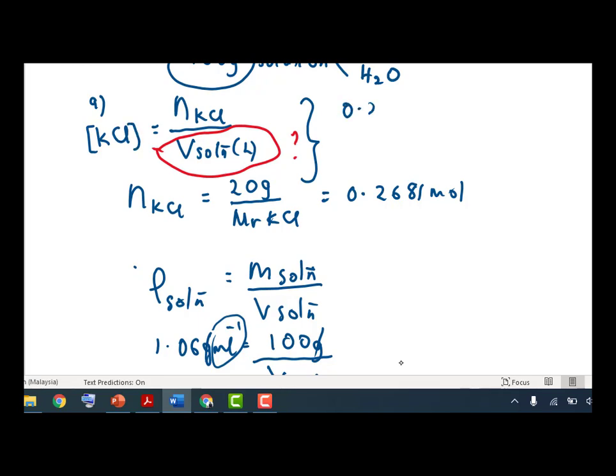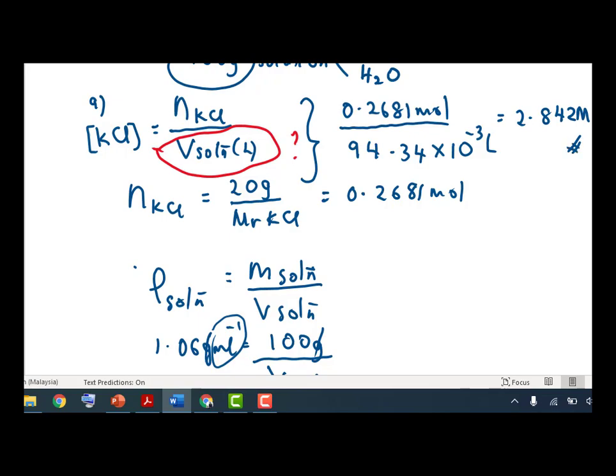Okay, then get back to the formula of molarity, which the concentration of KCl solution is, mole is 0.2681 mole. Then you divide by the volume of solution in liter. So the volume of solution in liter is 94.34 times 10 negative 3 liter. So what is the answer of molarity of KCl? It is 2.842 molar. This is the answer.